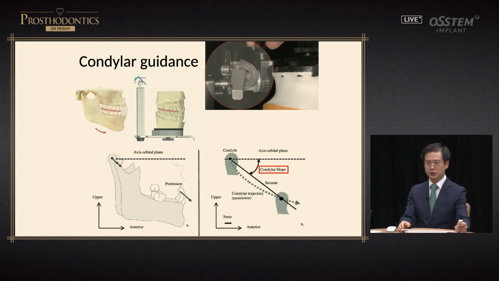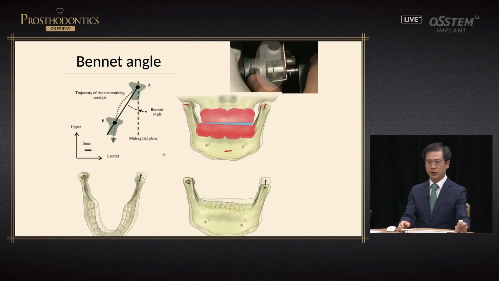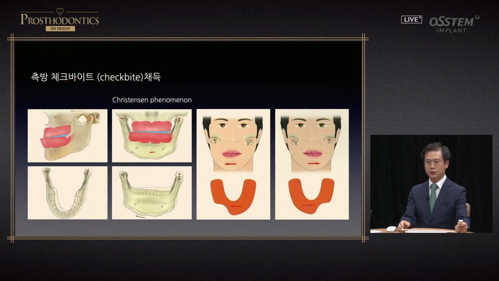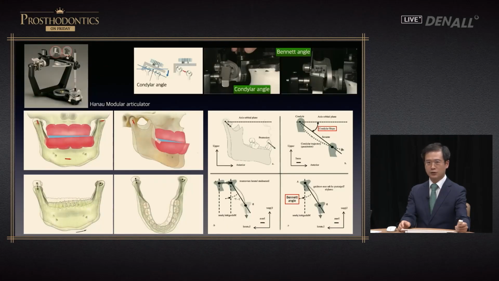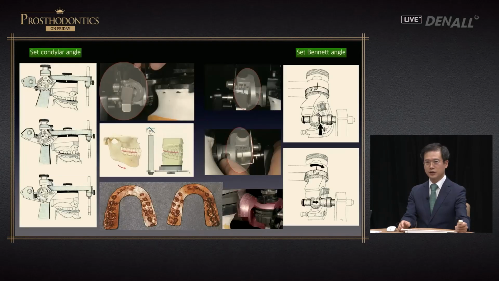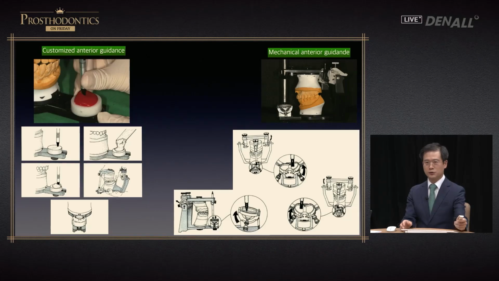After that, with the lower movement, the condyle angle and Bennett angle can be confirmed, and you can check the bite on the articulator. Condyle angle and Bennett angle can be set. Once this is done, using this, the prosthesis can be designed.